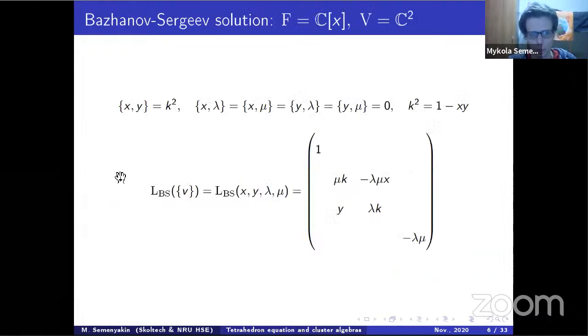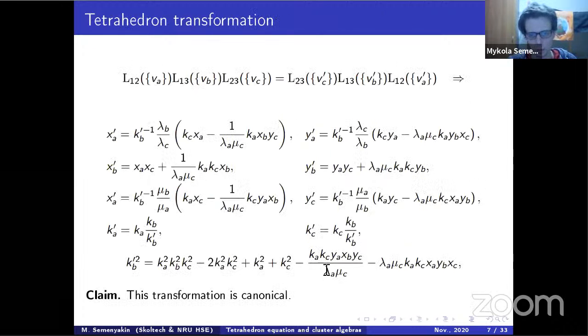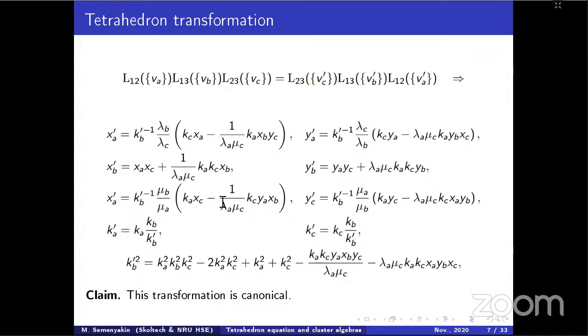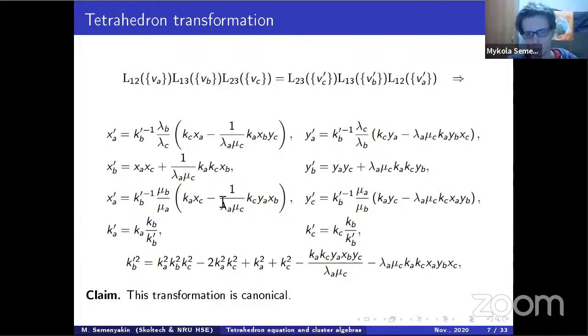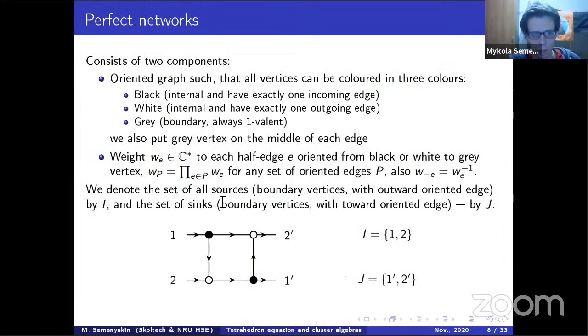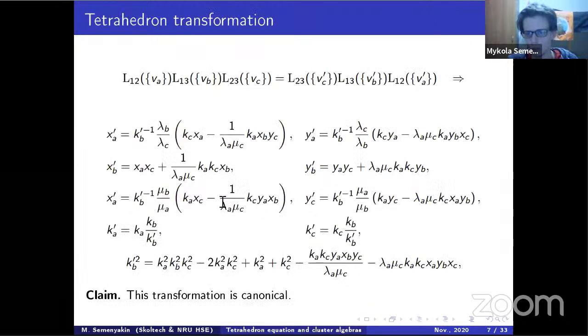So the transformed variables x, y, k: lambda and lambda mu remain unchanged, but x, y, and k satisfy the same Poisson brackets as the initial variables, which is kind of surprising and not obvious. And this is like a consistency check for this theorem. And this is what was known in 2005, I think. Okay, any questions on this?